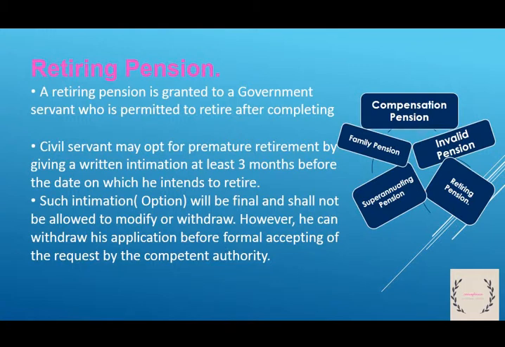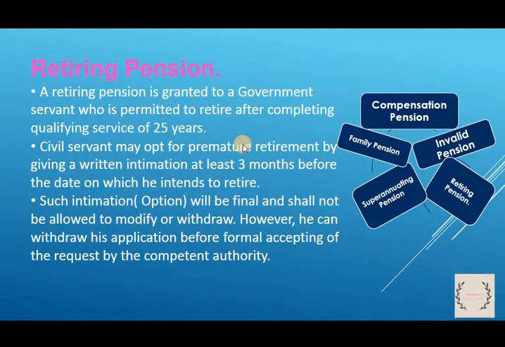Retiring pension, which as I told you earlier is also called qualifying pension or voluntary pension. A retiring, qualifying or voluntary pension is granted to a government servant who is permitted to retire after completing qualifying service of 25 years or more. Civil servants may opt for premature retirement by giving a written intimation at least 3 months before the date on which he intends to retire. The option, once exercised, shall be final and shall not be modified or withdrawn.